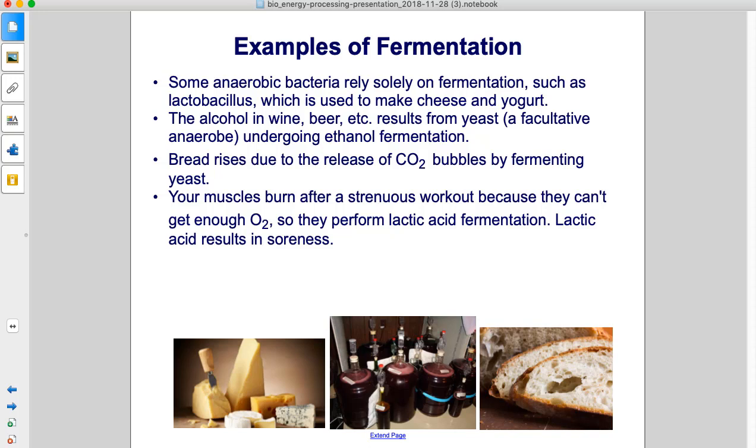Your muscles burn after a strenuous workout because they can't get enough oxygen, so they perform lactic acid fermentation. Lactic acid results in soreness.